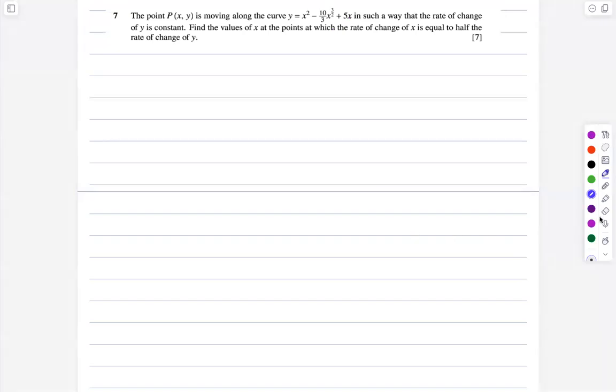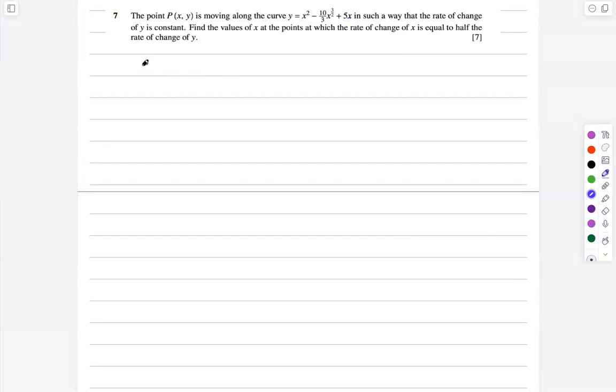In question number 7, the point P (x, y) is moving along the curve y = x² − (10/3)x^(3/2) + 5x in such a way that the rate of change of y is constant. We have to find the values of x at the points at which the rate of change of x is equal to half the rate of change of y.